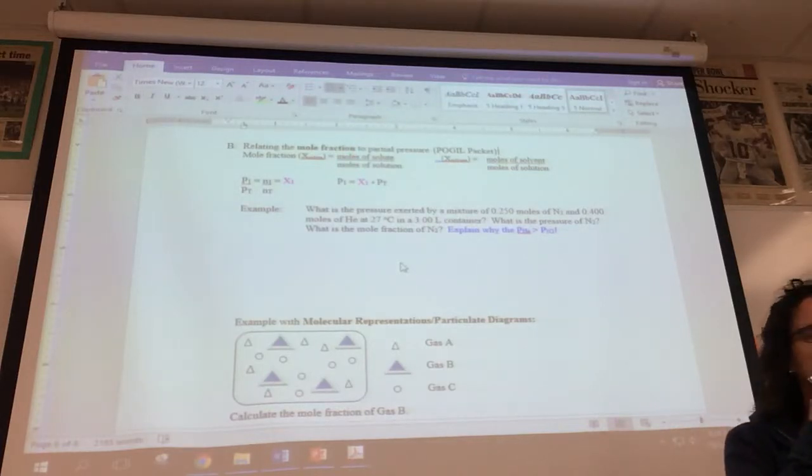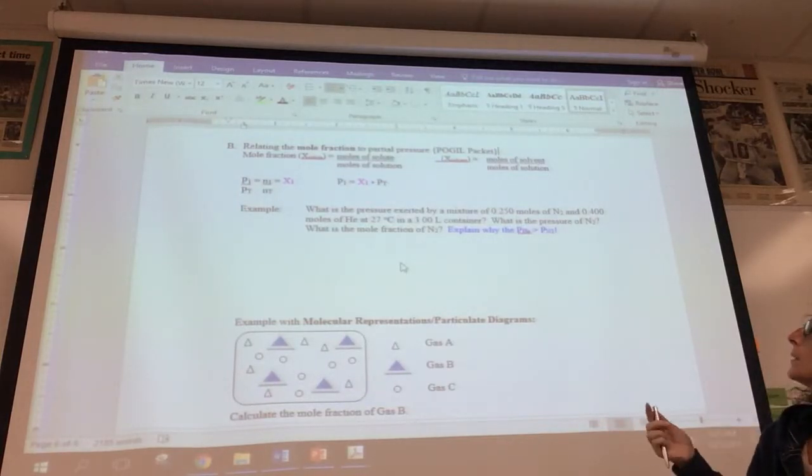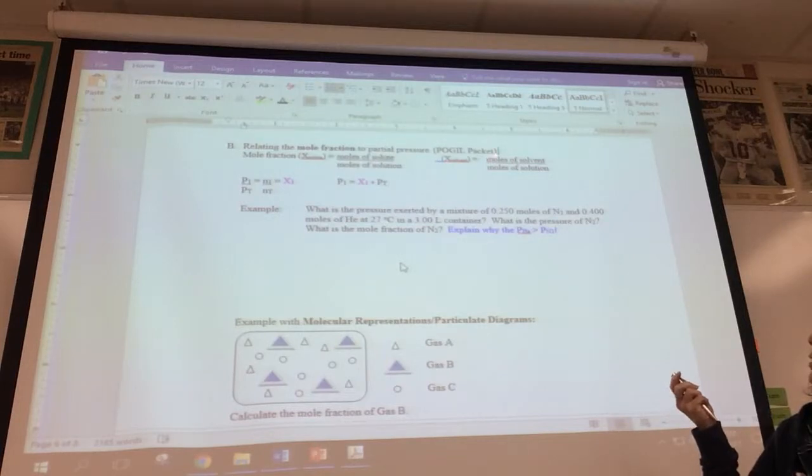How would you find moles of solution? Add the moles of solute plus the moles of solvent. You got it. So you just add the moles of solute and solvent. So if they give you the mass in grams, you convert to moles. Solvent mole fraction would just have moles of solvent on top.